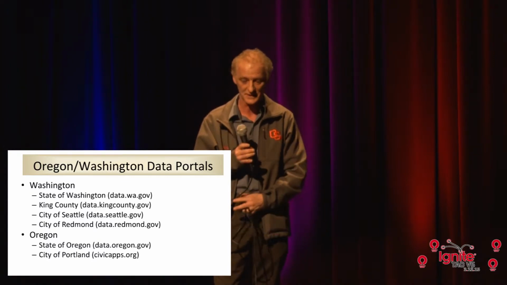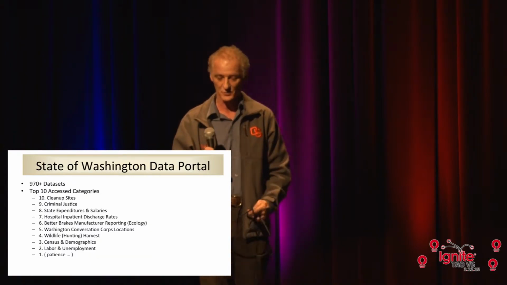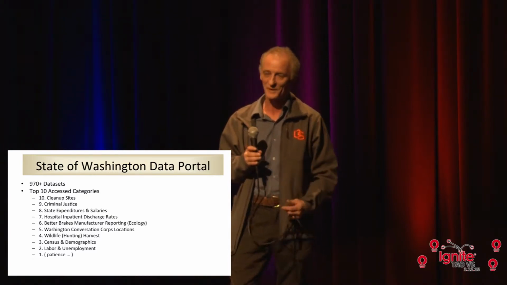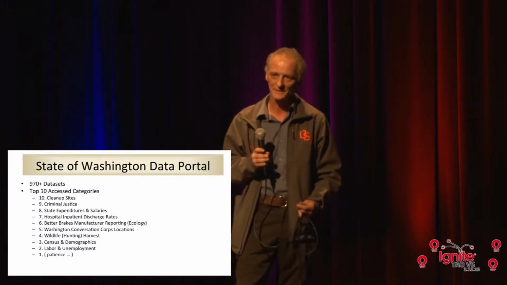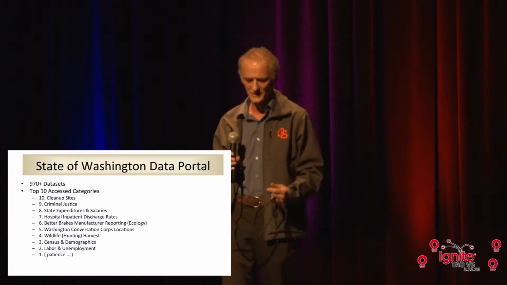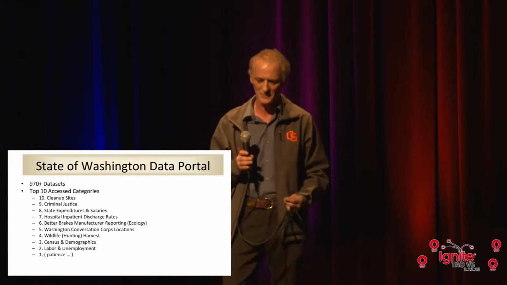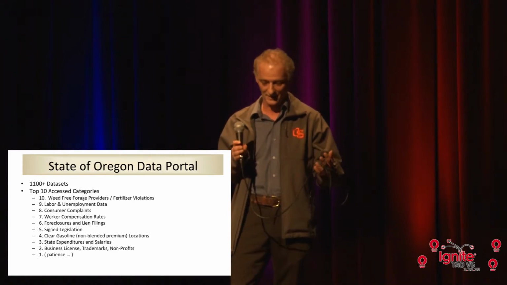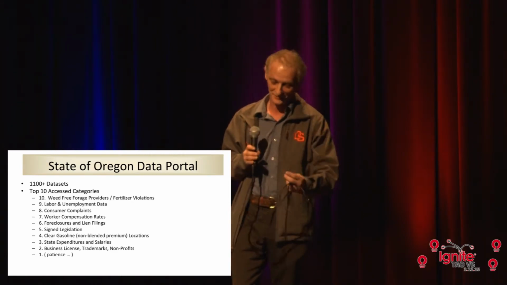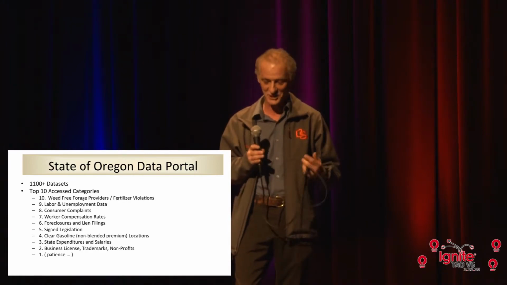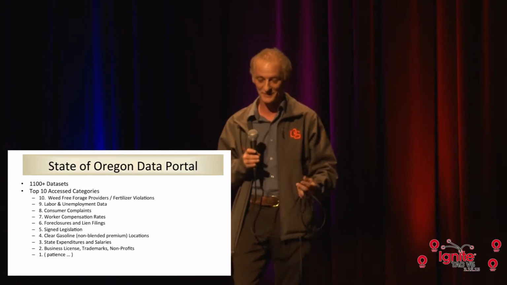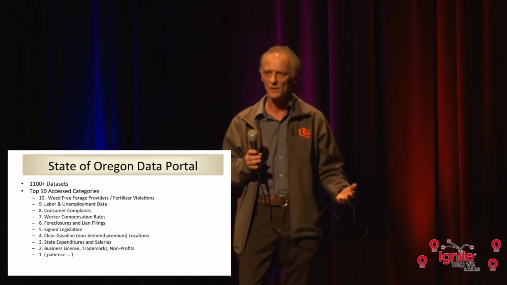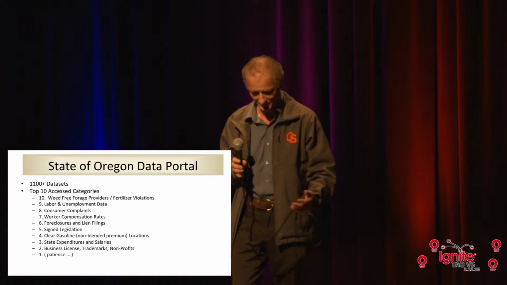We have data portals here. The state of Washington has one, King County, that encompasses, two dots. So one of the things I did is I used their analytics to find out what people are interested in. And for Washington, it was the usual suspects, crime statistics, census data. Oregon, legislation, foreclosures, labor and unemployment. But what was really interesting was what was number 1 for both states.